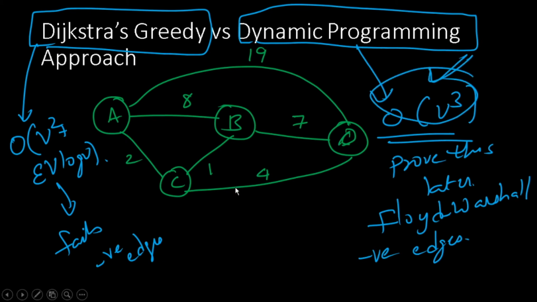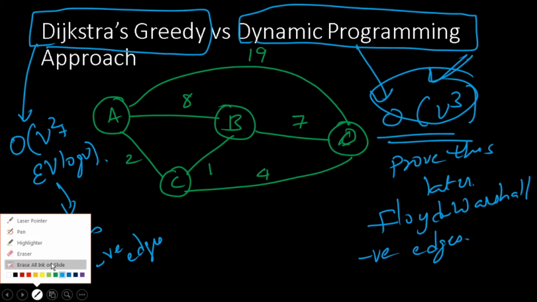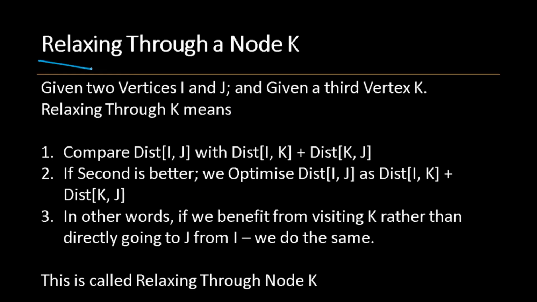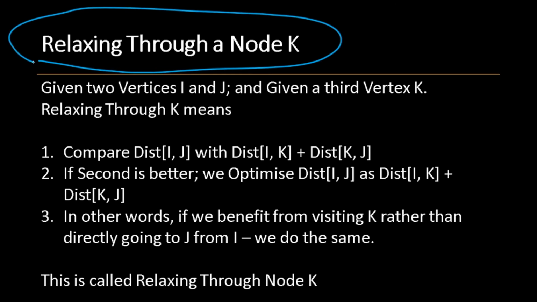So let us study this algorithm, the dynamic programming algorithm. We'll look at an illustration and some theory and things will be very clear. In fact, this is going to be a relatively short video, I hope. So relaxing through a node K, what does that mean? Let me draw a diagram here.